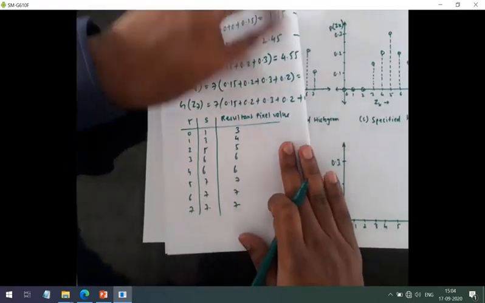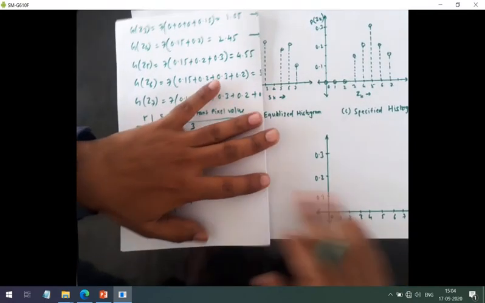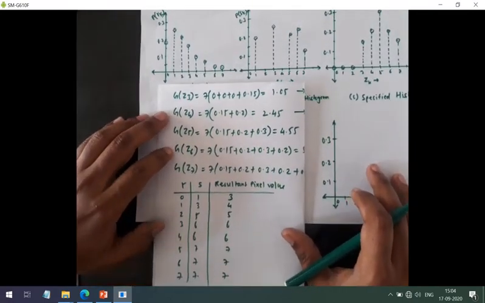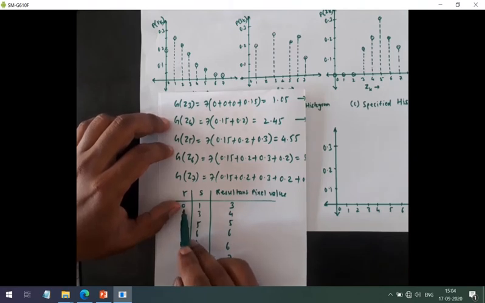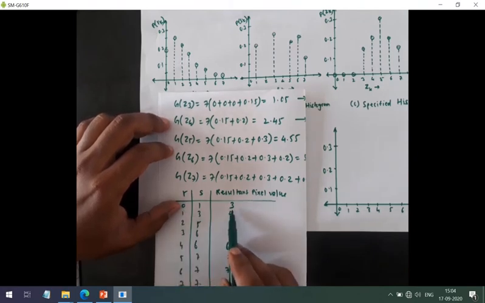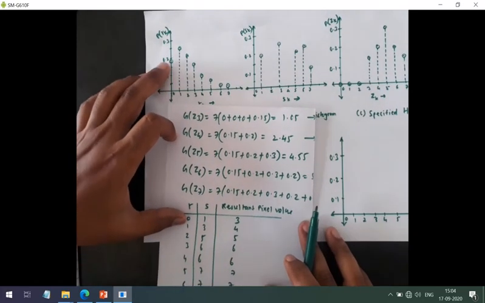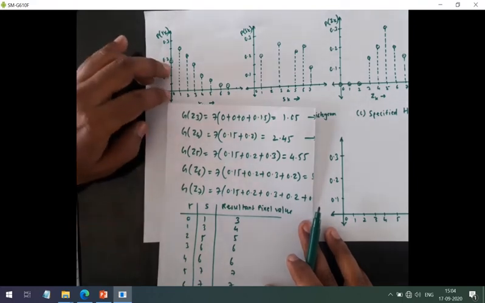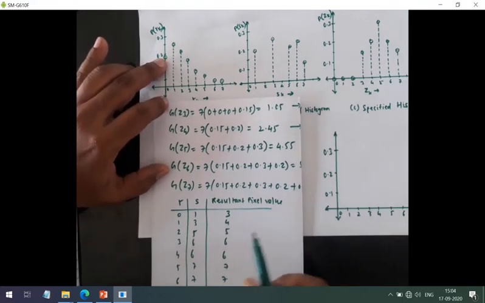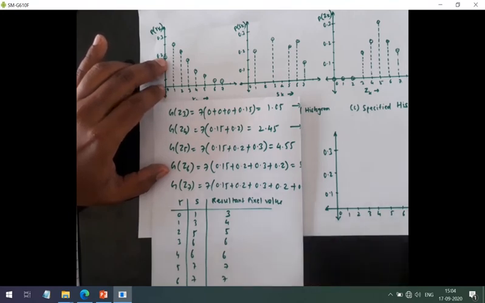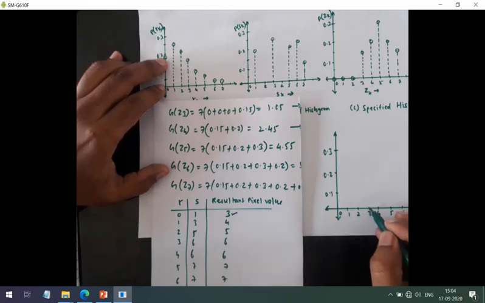So let me write the values here. We need, okay, so 0 intensity pixel is mapped to 3. How many pixels were there with intensity 0? That was 0.19. If you remember, in the input image it was 0.19. So now those many pixels are having intensity 3 in the modified image. So for 3 we'll mark 0.19.